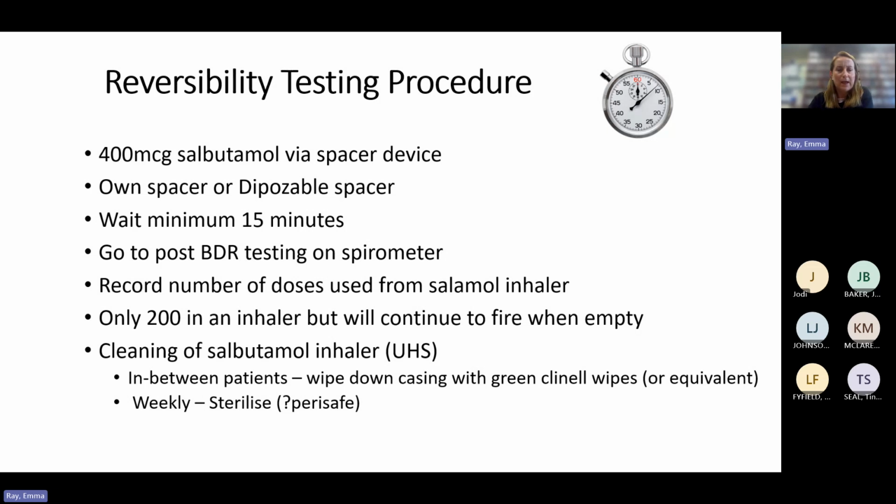So make sure you're looking at that. Wipe down your inhalers, so the canister and the outer casing, with your green Clenil wipes in between your patients. And think about how you might sterilize that inhaler if you're using it for multiple patients. At University Hospital Southampton, they use the same inhaler for repeated patients, and what they do is sterilize it at the end of the week so that they can use it the following week.